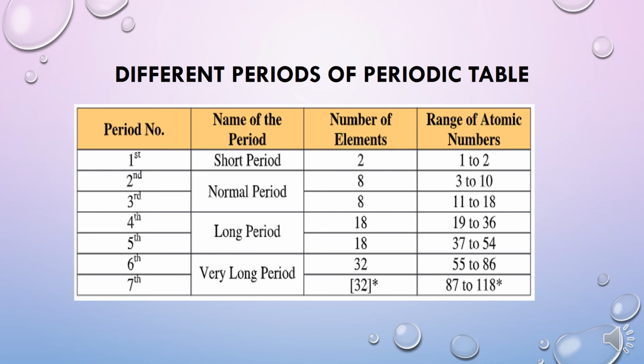Fourth and fifth periods are called long periods and the number of elements is 18. Range of atomic numbers in fourth period is 19 to 36 and in fifth period is 37 to 54. Sixth and seventh periods are called very long periods. Number of elements in the sixth period is 32 and range of atomic numbers is 55 to 86, while the 7th period is incomplete.